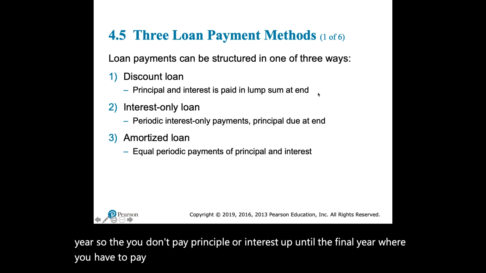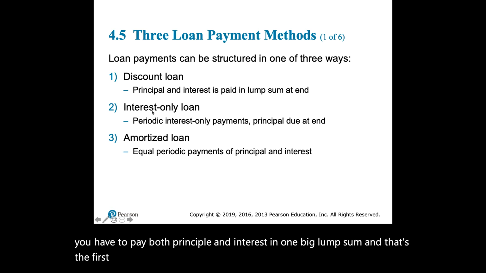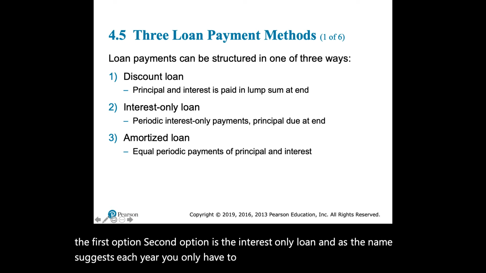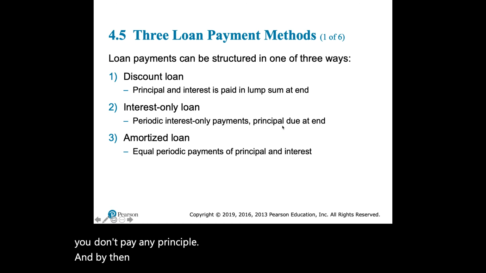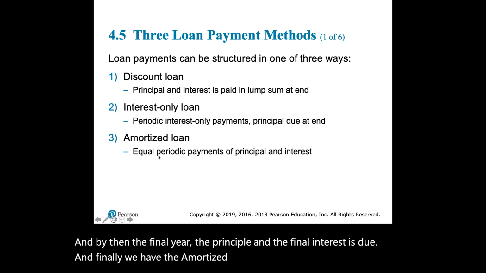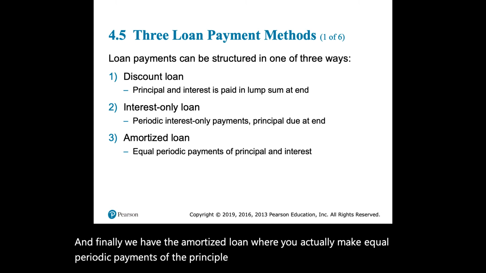That's the first option. The second option is the interest-only loan, and as the name suggests, each year you only have to make payments for the interest, so you don't pay any principal, and then in the final year, the principal and the final interest are due. And finally, we have the amortized loan, where you make equal periodic payments of principal and interest. Throughout each year, you're paying off some of the principal, unlike the other two options.